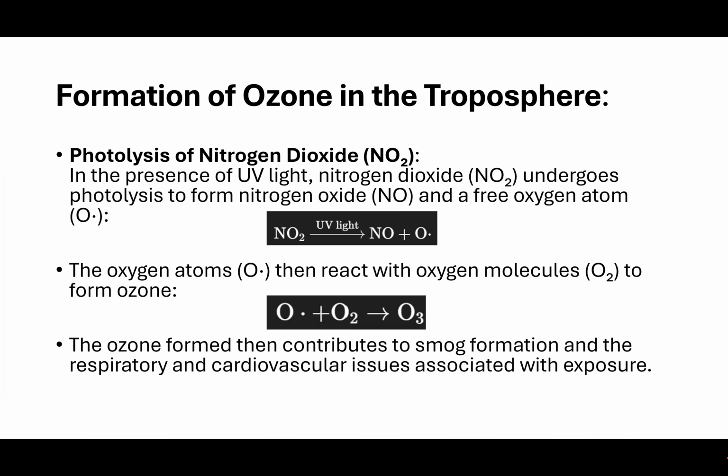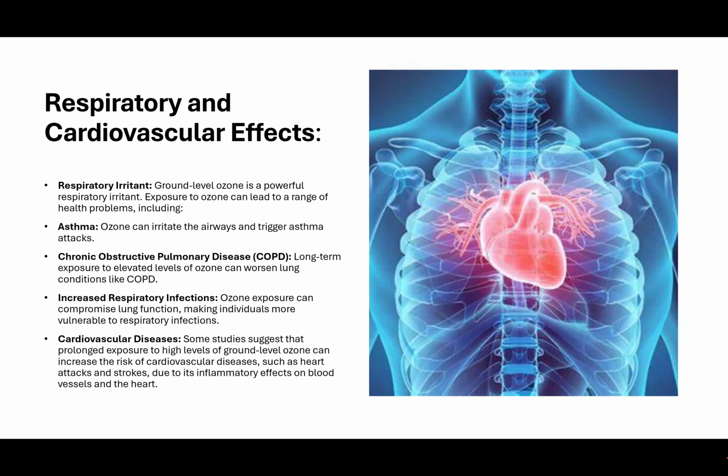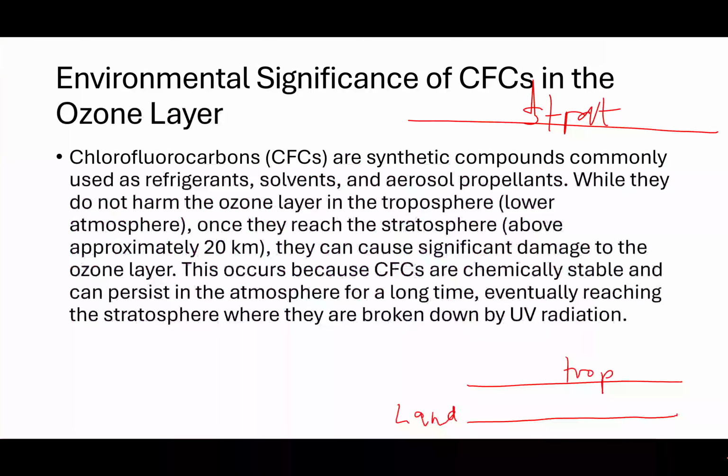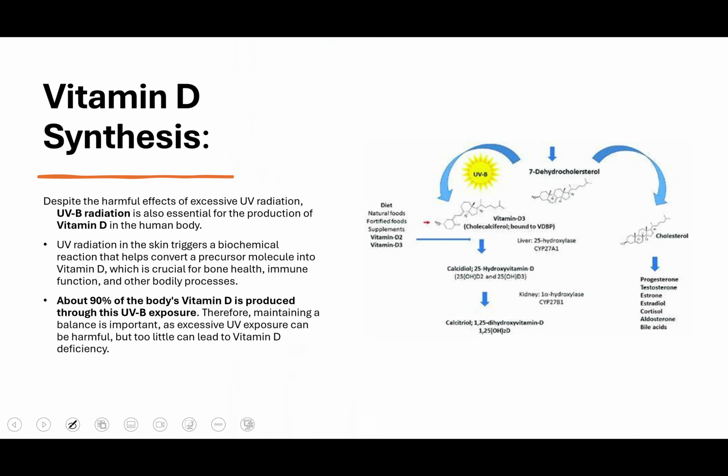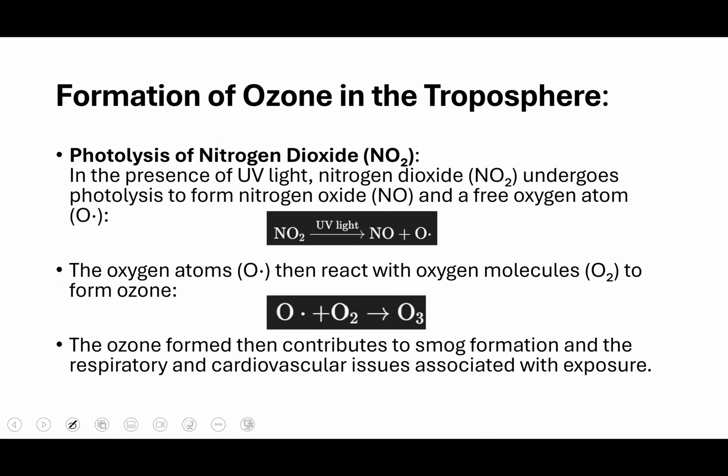Okay, so formation of ozone in the troposphere. Before, we looked at the formation of ozone for the stratosphere, stratospheric ozone. Now we're going to look at the formation of ozone in the troposphere. We have the photolysis of nitrogen dioxide. In the presence of UV light, nitrogen dioxide undergoes photolysis to form nitrogen monoxide and a free oxygen atom. The oxygen atom then reacts with oxygen molecules to form ozone. The ozone formed then contributes to smog formation and the respiratory and cardiovascular issues associated with exposure.